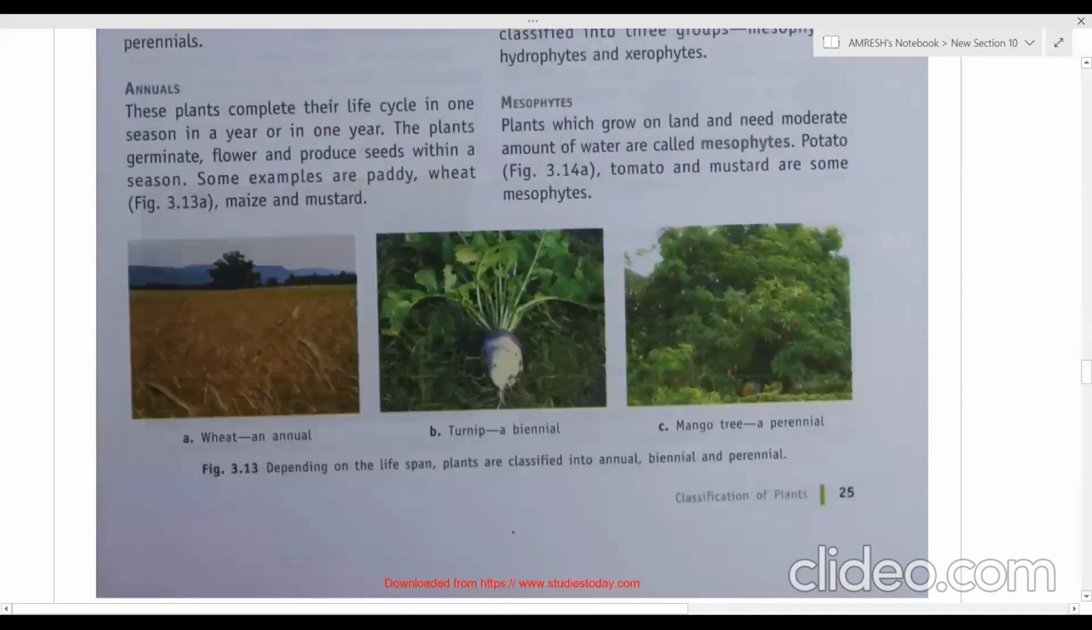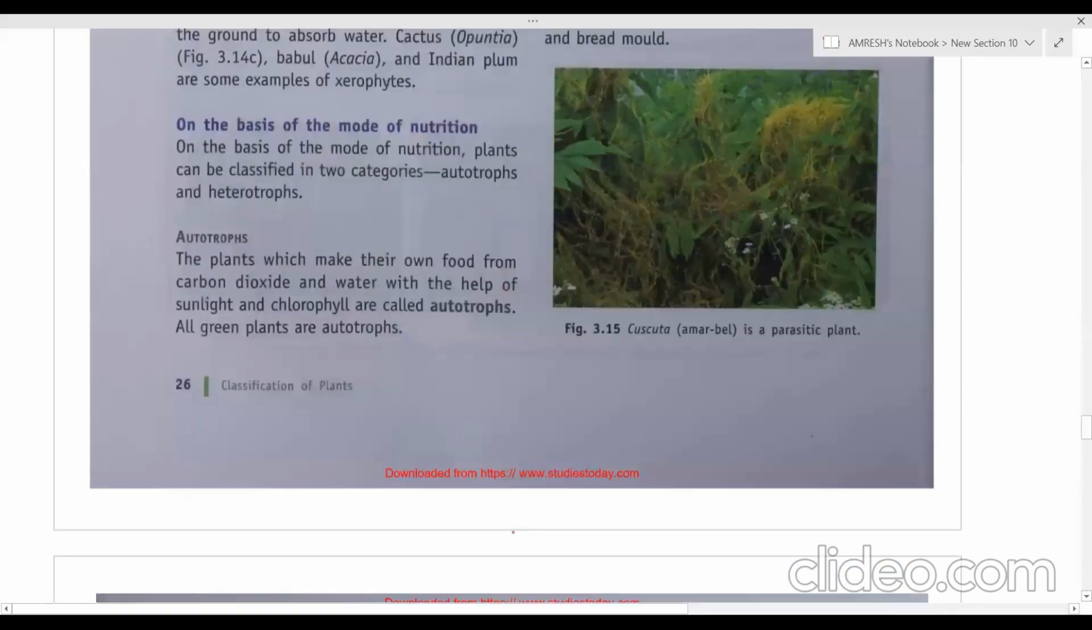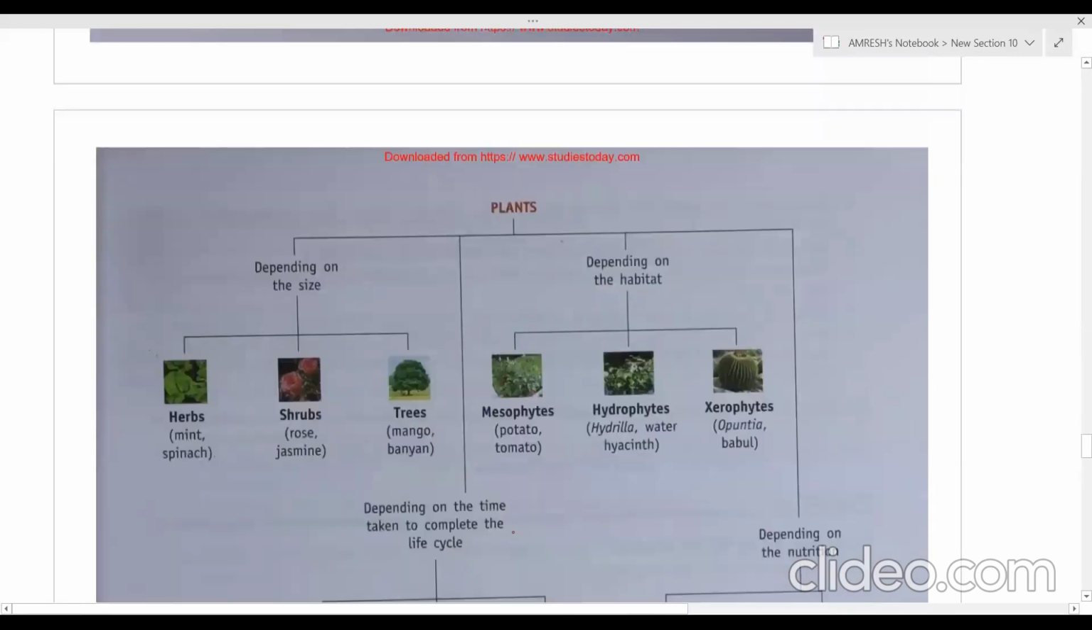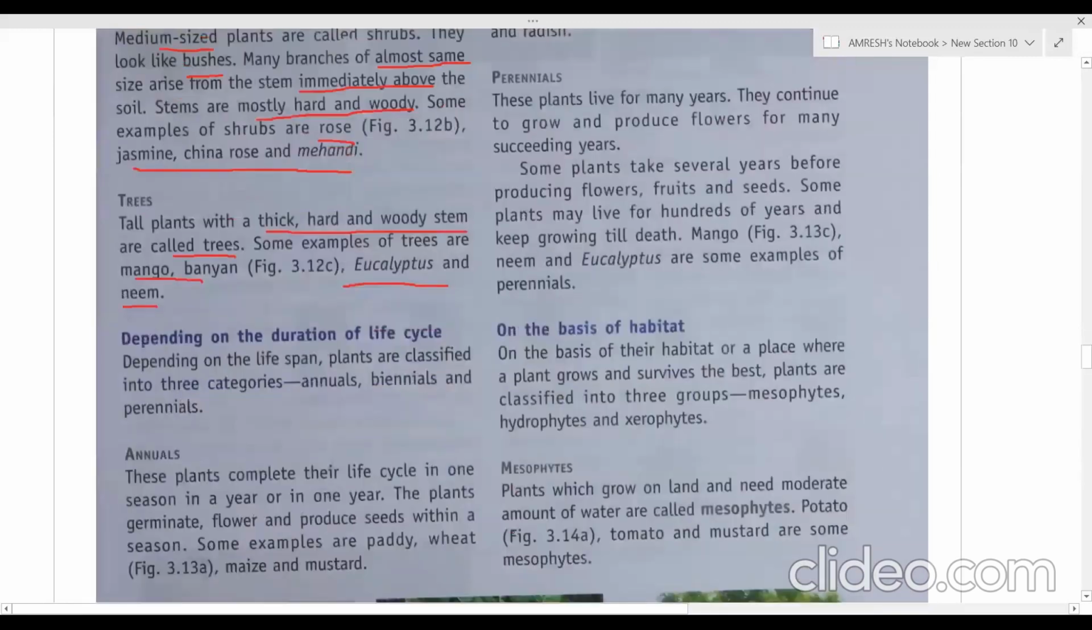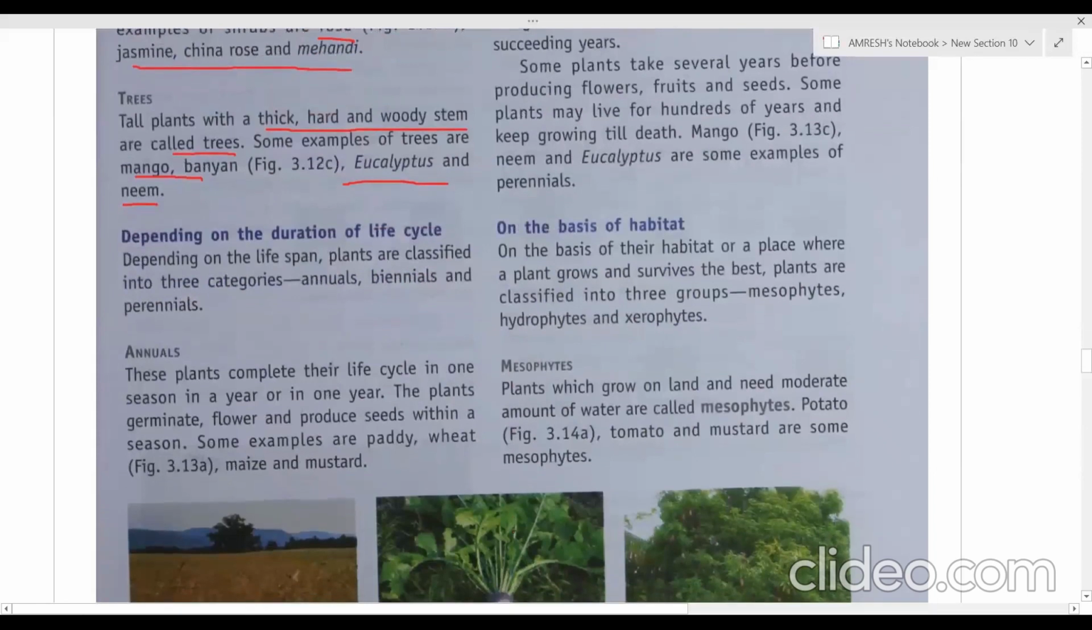On the basis of the life cycle also, we can differentiate plants into three categories again: annual, biennial, and perennial. What is annual? Plants that complete their life cycle in one season, in a year. The plant germinates, flowers, and produces seeds within a season. Some are paddy, wheat, maize, and mustard.